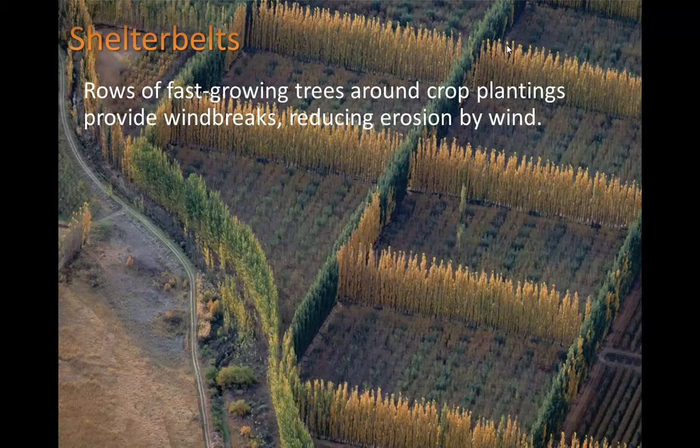Shelter belts can reduce wind erosion. These are rows of fast-growing trees around crop plantings, which provide windbreaks, reducing erosion by wind. So wind's coming along, hits these trees, and these trees slow down the wind so that it doesn't cause as much erosion between the trees.